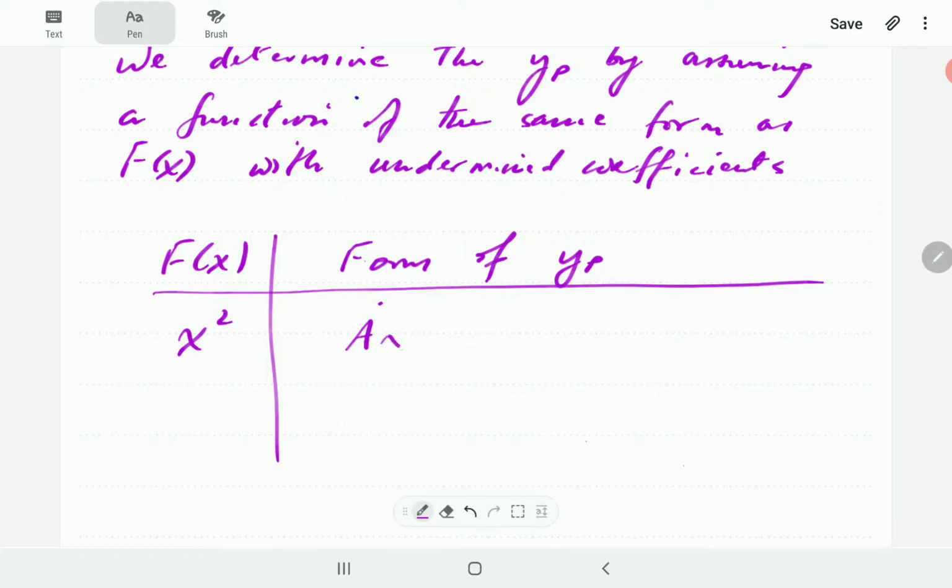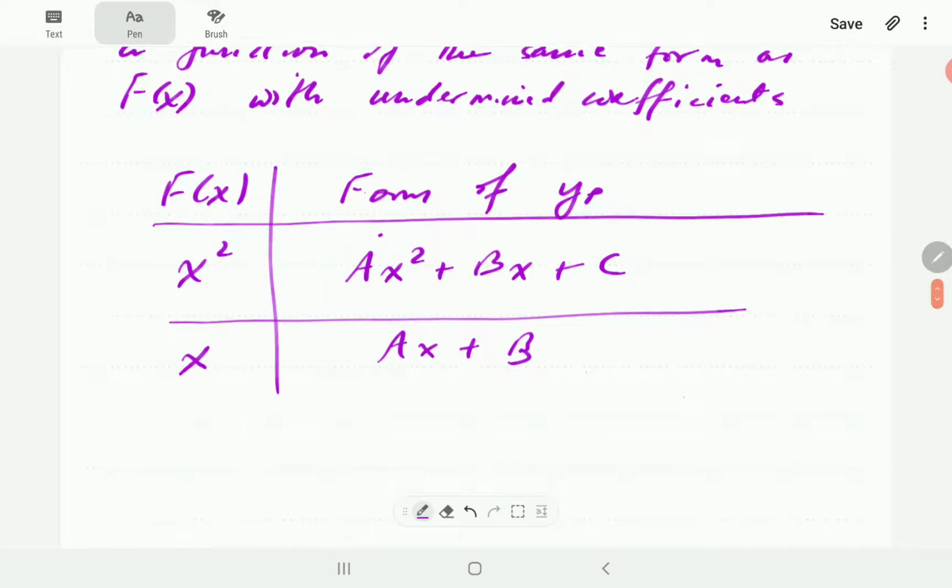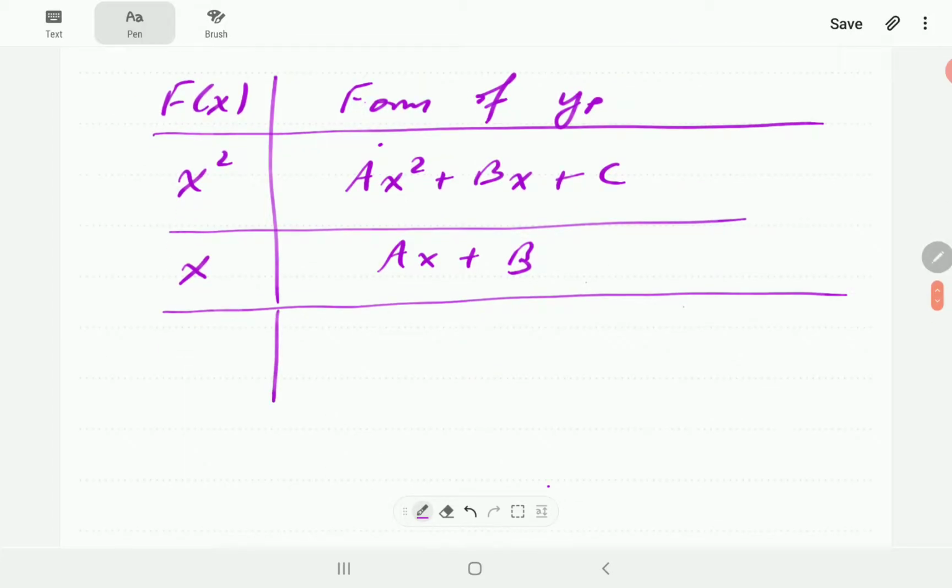So with coefficients a, b, and c. So if our f is just x squared, then we look for yp of the most general form of a quadratic. Similarly, if f is just x, then we are going to assume yp to be ax plus b, where these a, b, and c coefficients are determined by substituting into the ODE.